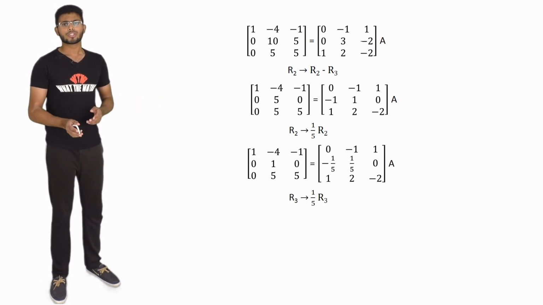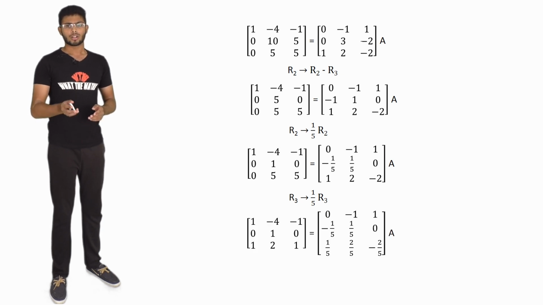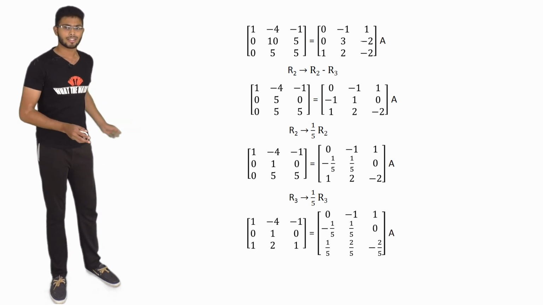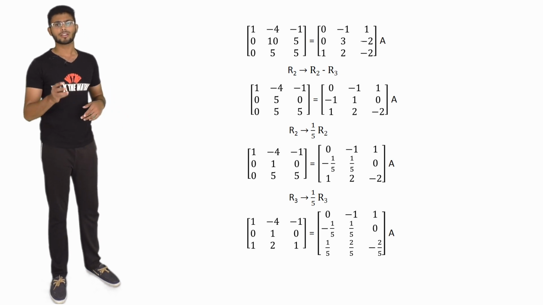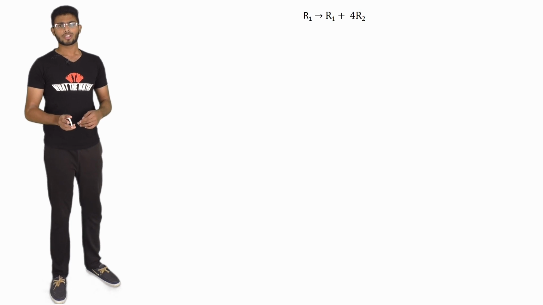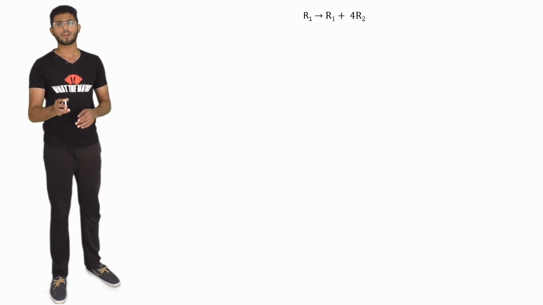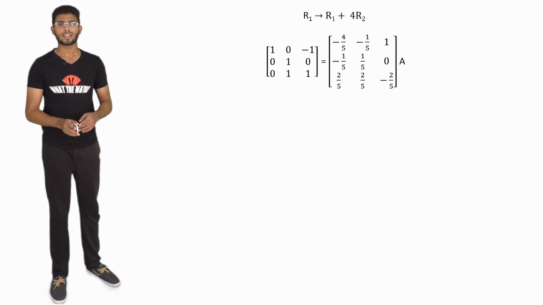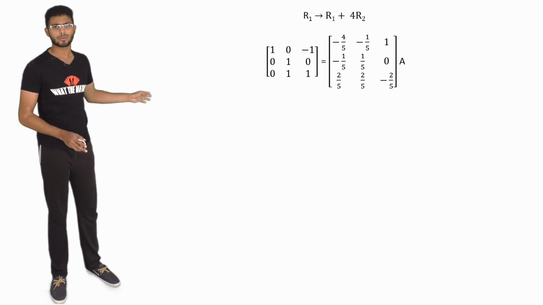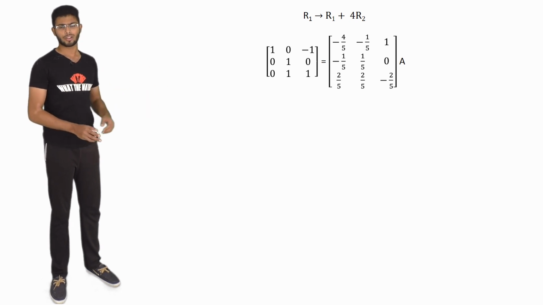So now what we're going to do is R3 is equal to 1 by 5 of R3. Once again, the third row here is going to have 1, 2 and 1. Okay. So now you're going to do R1 implies R1 plus 4 times R2. Once you've done that, you're going to get this matrix over here, which is going to have 1, 0 and minus 1 on the first row, 0, 1 and 0 on the second row, and 0, 1 and 1 on the third row.